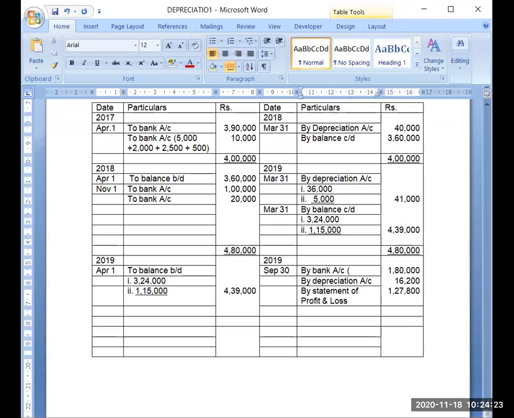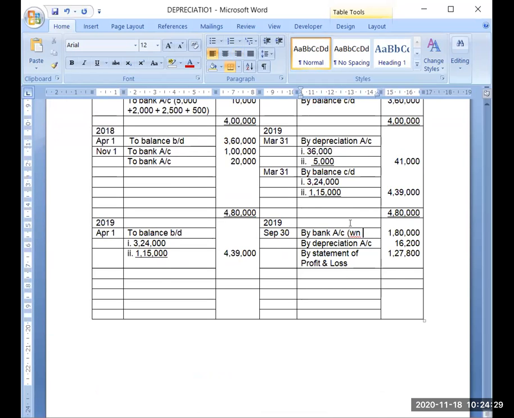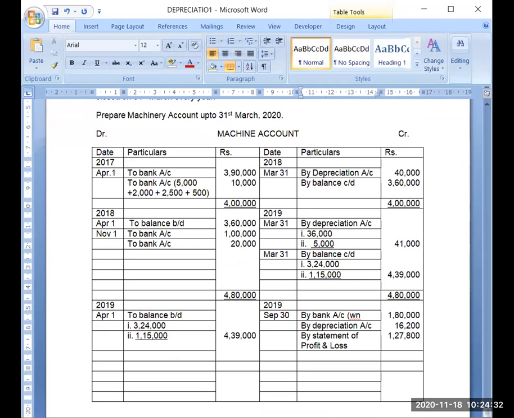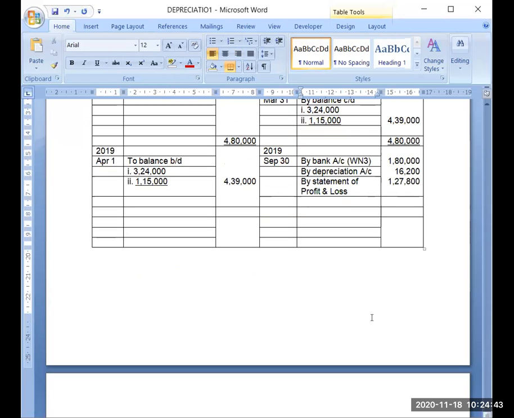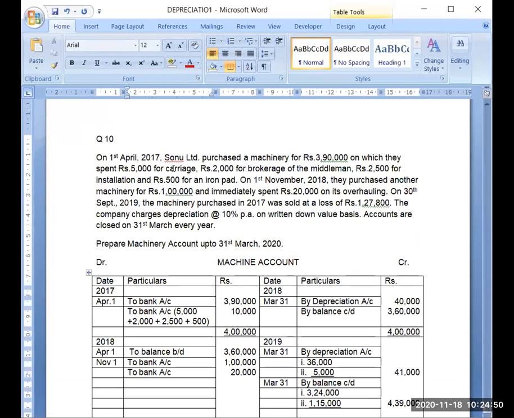You can also write here working note number 3. So this will give a reference that in which working note number you have shown this calculation. So this plant has been sold and it has been recorded. Now see whether any other transaction is there. So no other transaction is there.